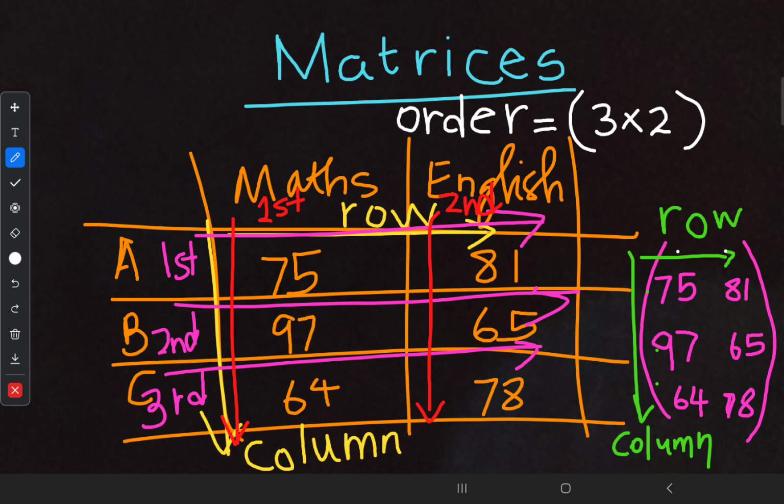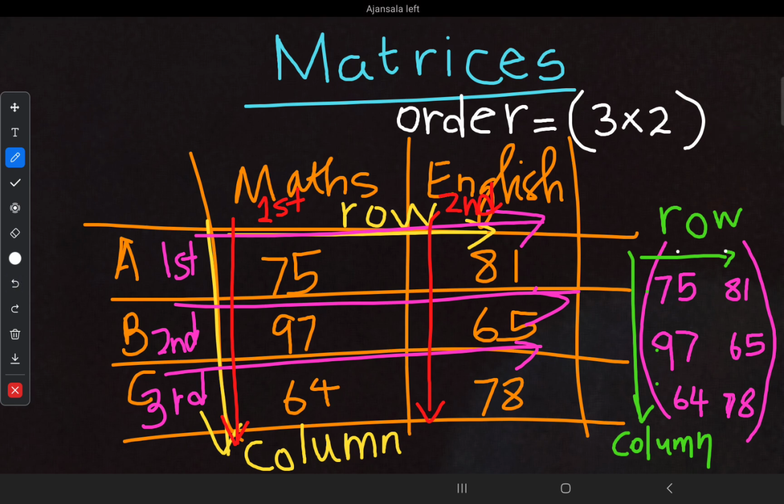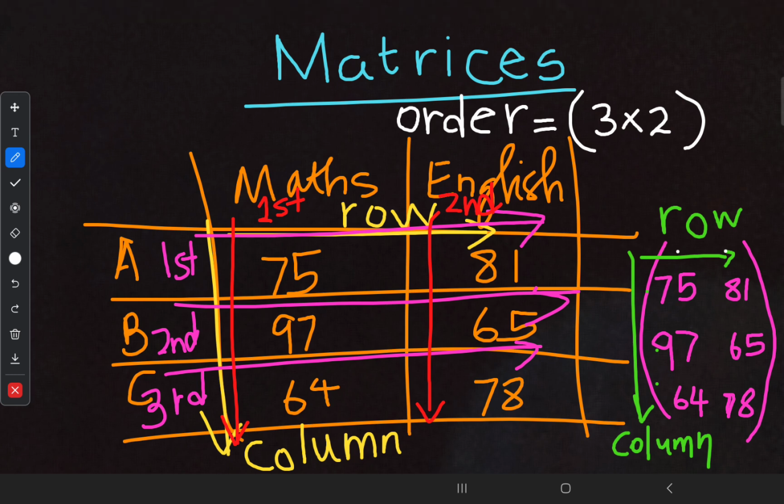Don't multiply this 3 into 2 and indicate it as 6. That's wrong. We have to write it as our quantity of rows and columns. In the bottom right corner you have to indicate 3 multiplied by 2. This is the way you convert a given data set into a matrix representation.